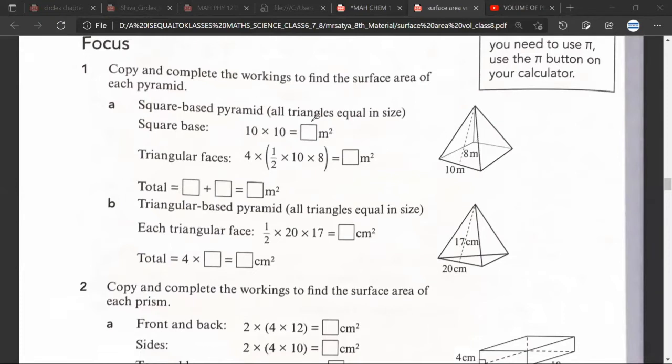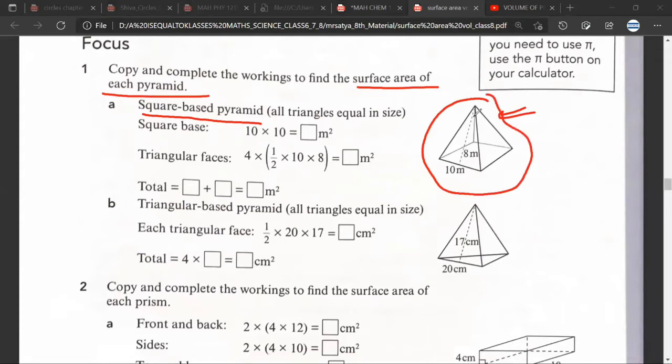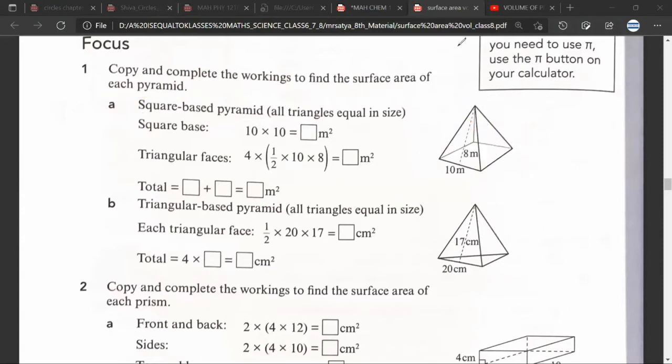So, for example, this is a square-based pyramid. Can you guys see this? Yes, sir. Now, for example, surface area of each pyramid. So, for example, I have to find the surface area. Surface area is the area of this side, the back side here, and the bottom. Sarthak, have you understood? Yes, sir. Satya, if there is a doubt, please let me know.